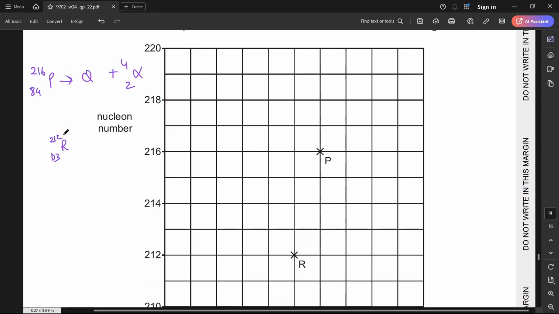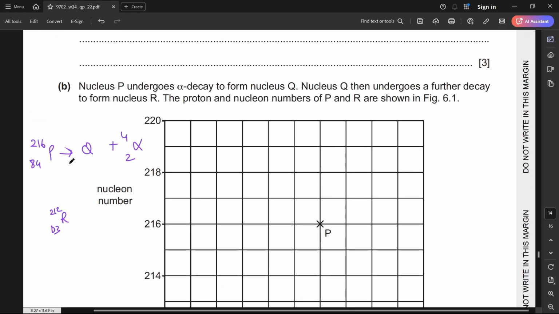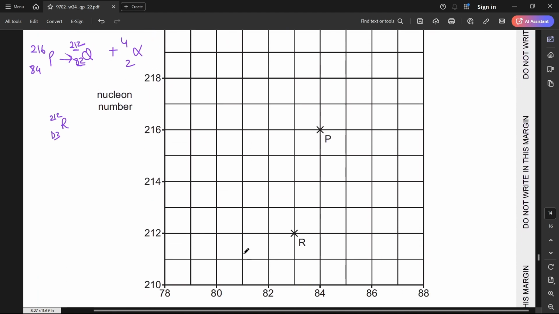Okay, great. Now in part 1, we have to label a cross to show the proton and the nucleon number of the Q. Okay, so we need to find out the nucleon and the proton number by this equation. So out of 216 nucleons, 4 are for alpha, so the remaining are going to be 212 for Q. Similarly, the proton number, out of 84, if 2 is for alpha, we are left with 82 for Q. So 212 nucleon number and 82 proton number is where I'm going to have my cross, and that is for my Q.